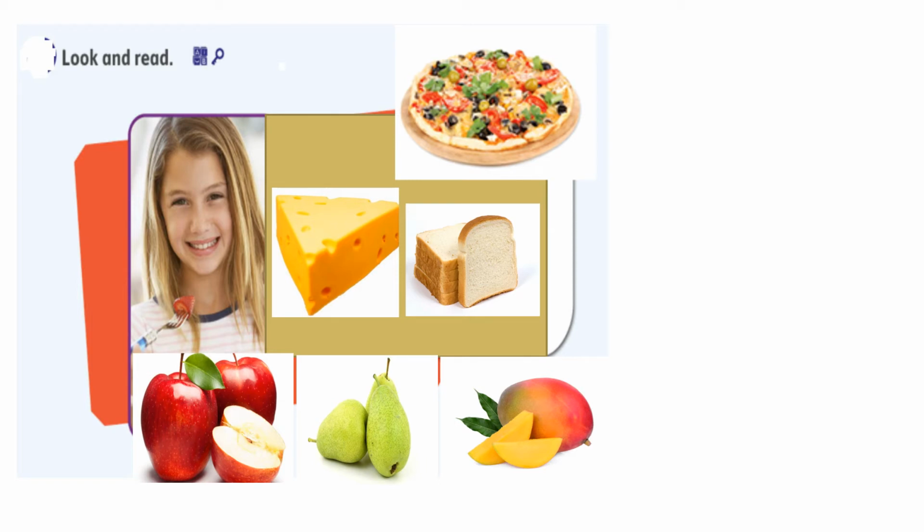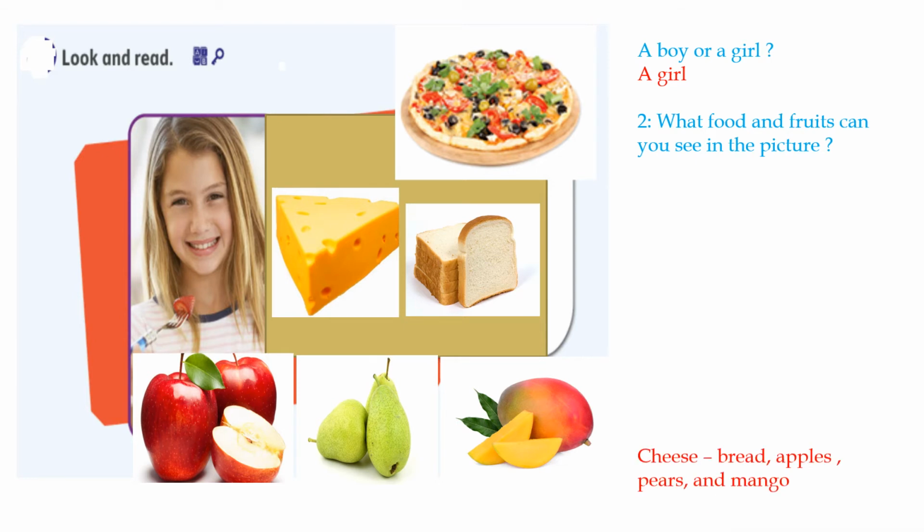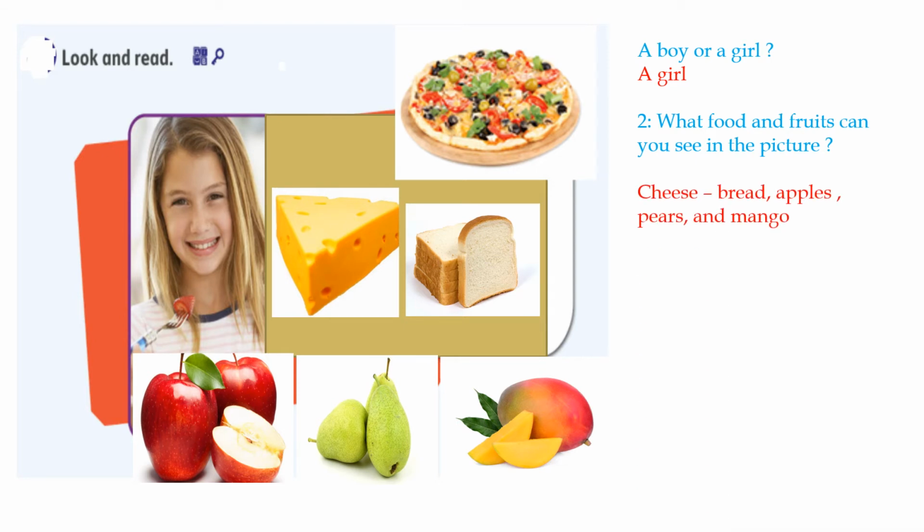Question number one, a boy or a girl? A girl, very good. What food and fruits can you see in the pictures? Yes, we can see cheese, bread, apples, pears, and mango. Very good. Number three, what do you think the girl wants to make? Yes, she wants to make a pizza.